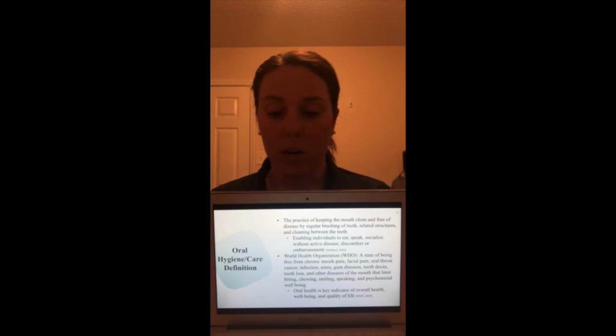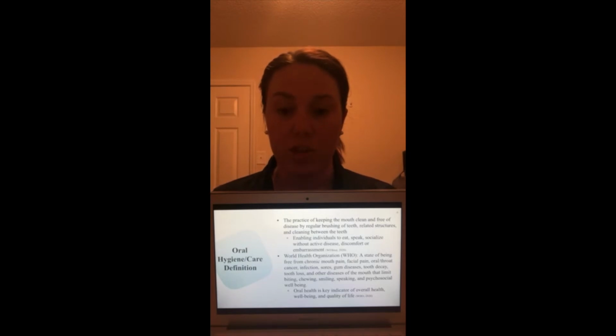So the World Health Organization defines oral care and oral hygiene as a state of being free from chronic mouth pain, facial pain, oral and throat cancer, infections, sores, gum diseases, tooth decay, tooth loss, and other diseases of the mouth that limit biting, chewing, smiling, speaking, and psychosocial well-being. Oral care is a health indicator of overall health and quality of life.